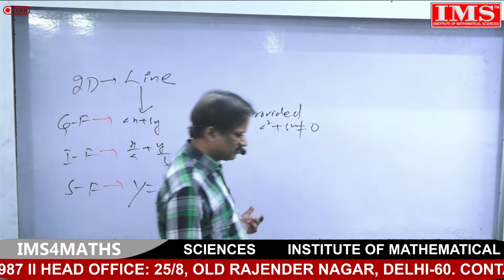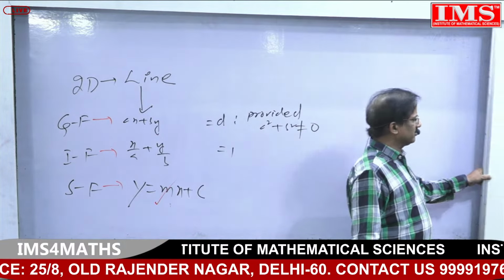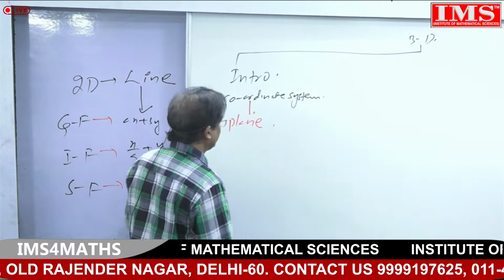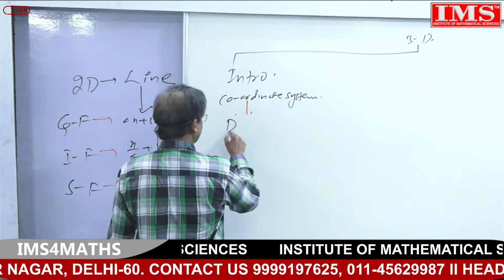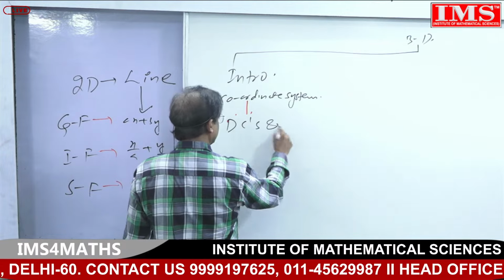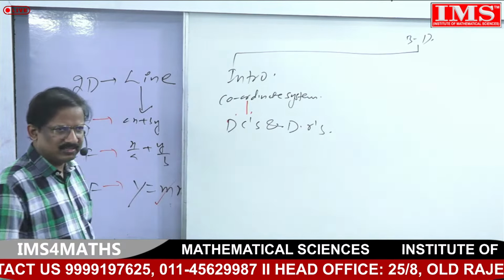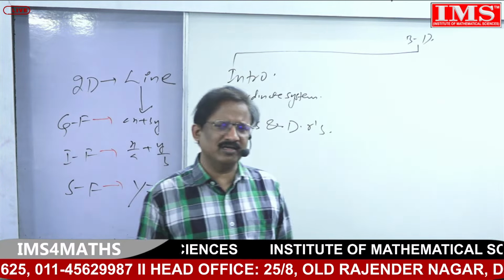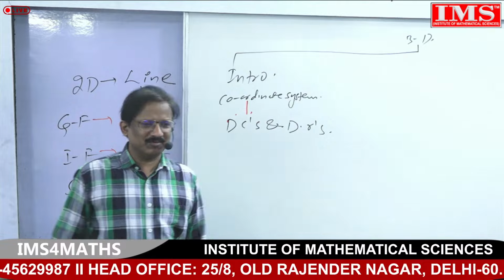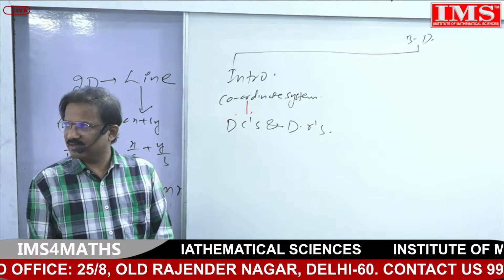In 2D geometry you can talk about the slope. In 3D you talk about direction cosines and direction ratios, DCs and DRs. It is so important, available from beginning to ending. Every time you talk about direction cosines and direction ratios.